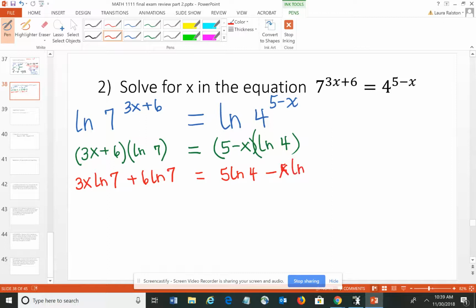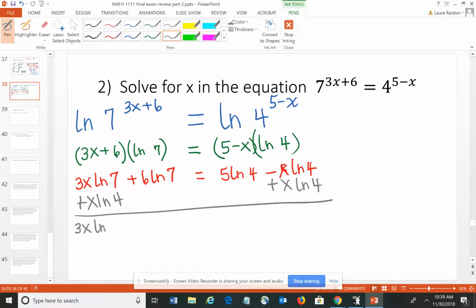x natural log 4. And then I noticed that I have pieces that involve x's on both sides and pieces that involve just numbers on both sides. So I need to get those together. So I'm going to add x natural log 4 to either side so that I have 3x natural log 7 plus 1x natural log 4 plus 6 natural log 7 equals 5 natural log 4.